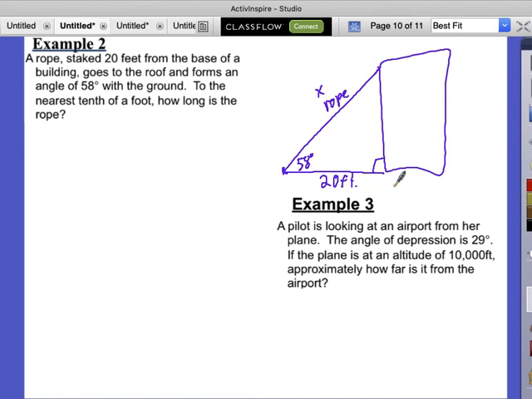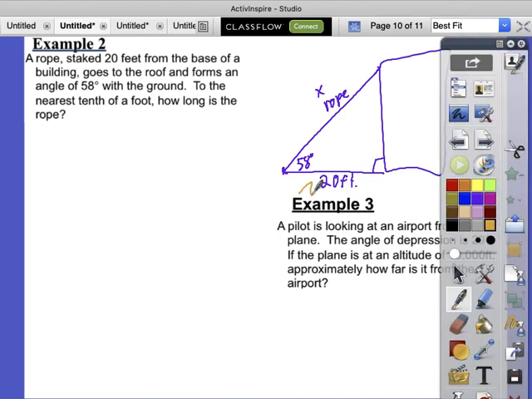So, to figure out what trig function we want to use, this is our reference angle. It's the non-right angle we have. So, what is this side compared to it? Adjacent. And this side is the hypotenuse. Which trig function deals with adjacent and hypotenuse? Cosine. We always take sine, cosine, tangent of an angle. So cosine of 58 degrees equals what over what? 20 over x. Adjacent over hypotenuse. So that's our setup.